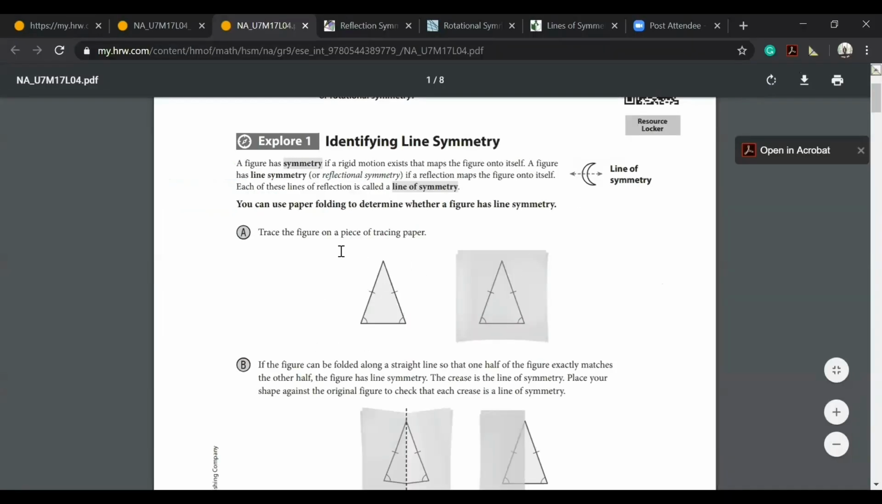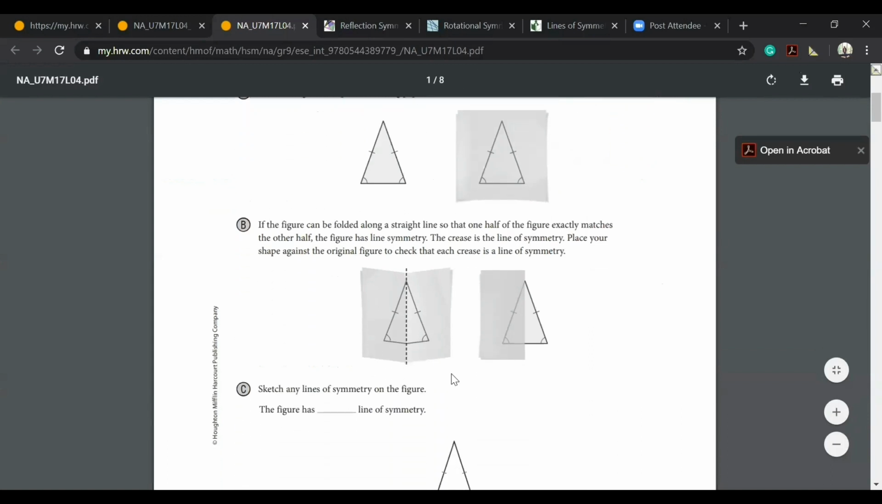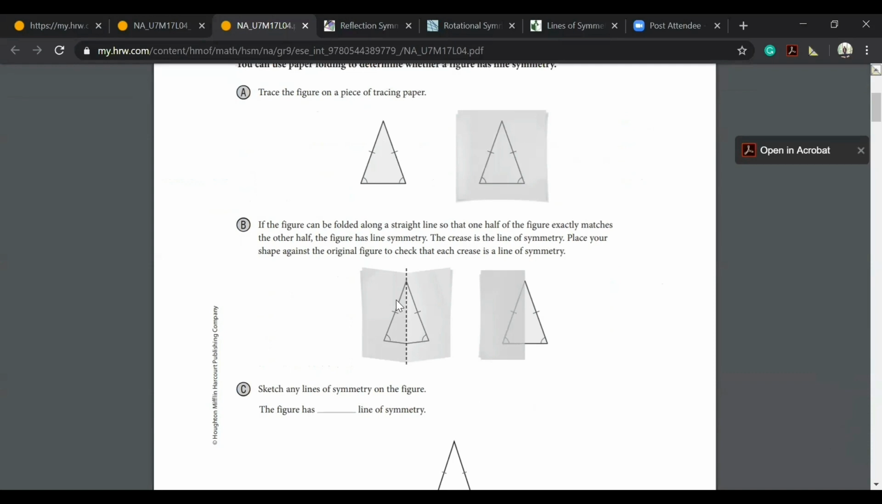Like here, we have a triangle. Can you see this triangle? What if, for example, can you see the paper? What if I fold the paper into two equal halves? Let's fold the paper into exactly two equal halves. What will happen? What do you think will happen?